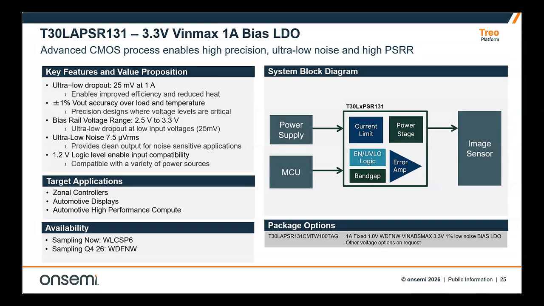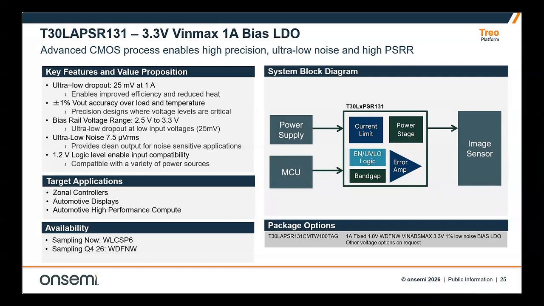Because Treo uses an advanced high-precision CMOS process, we can hit ultra-low noise of just 7.5 microvolts RMS and a very high PSRR, which means clean, stable power for the most noise-sensitive imaging and compute rails. Treo precision also gives us plus or minus 1% output accuracy across load and temperature, with ultra-low dropout of around 25 millivolts at low input voltage. So designs run cooler and more efficient.